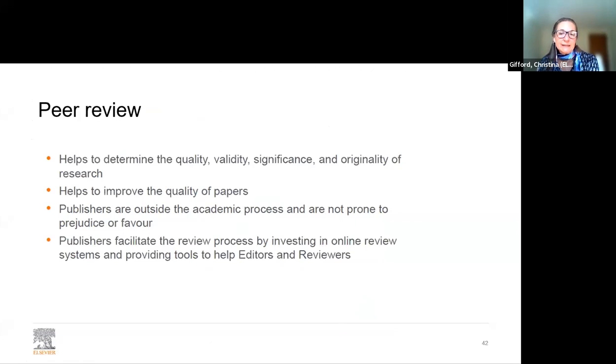In a recent study by the Publishing Research Consortium, over 90% of authors agreed that peer review improved the quality of their paper. Publishers facilitate the review process by investing in, developing and maintaining online review systems, but really that peer review is owned by the editors of those specific journals.